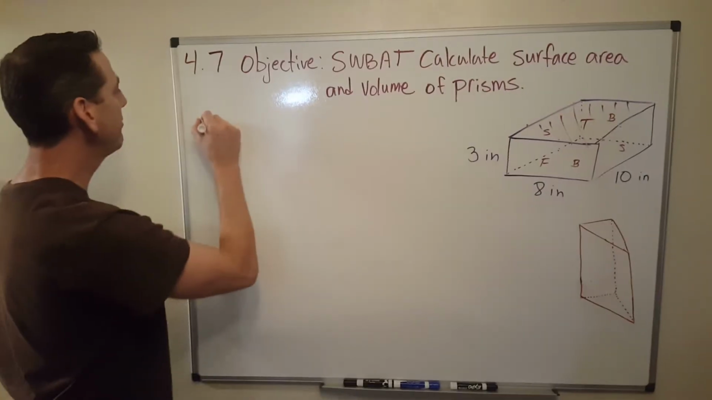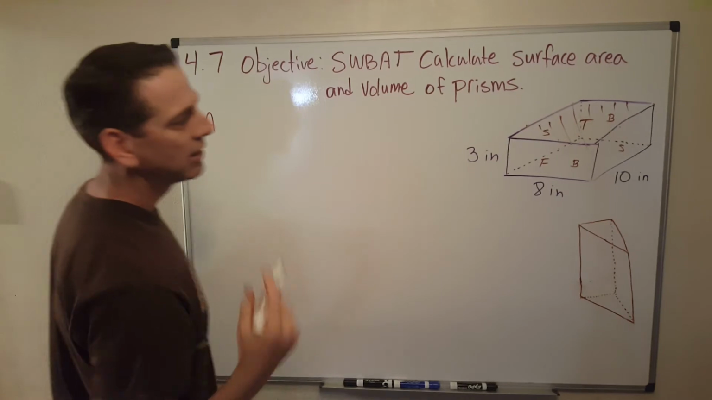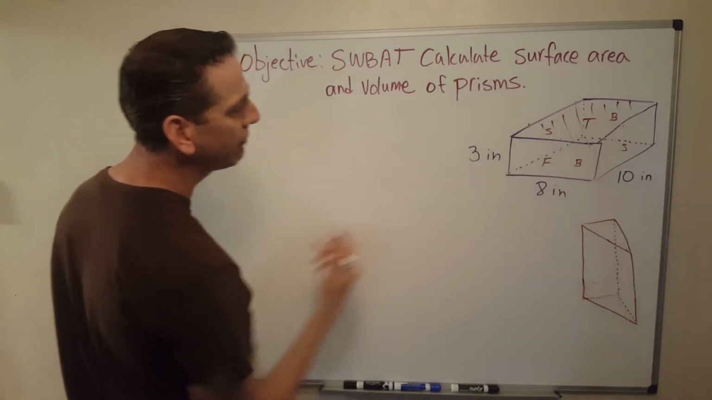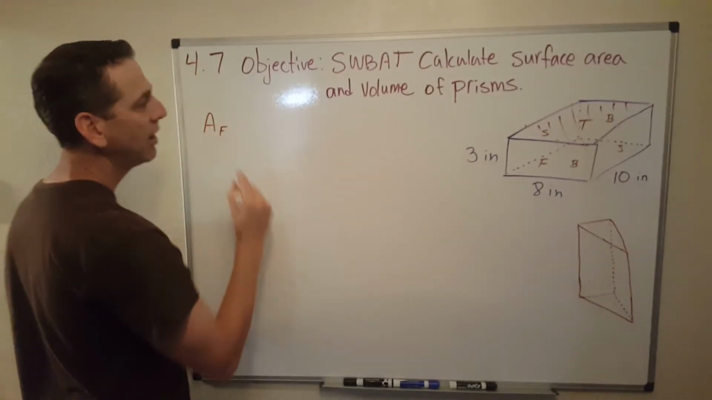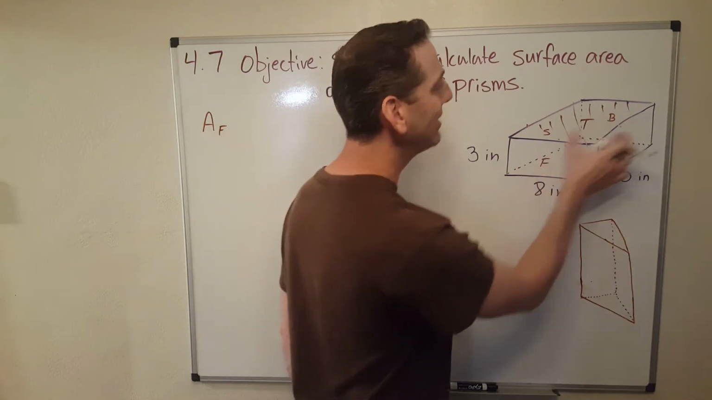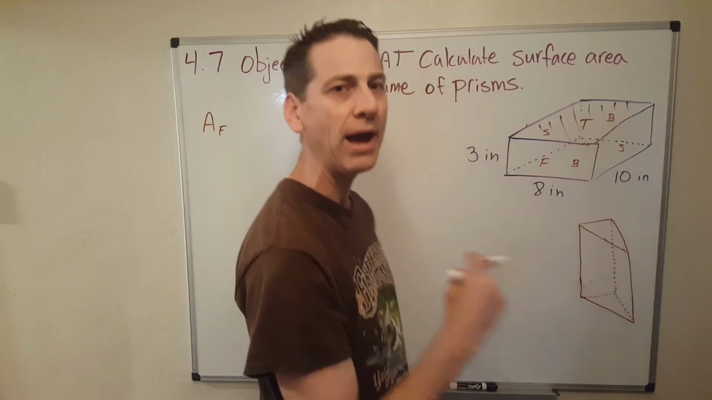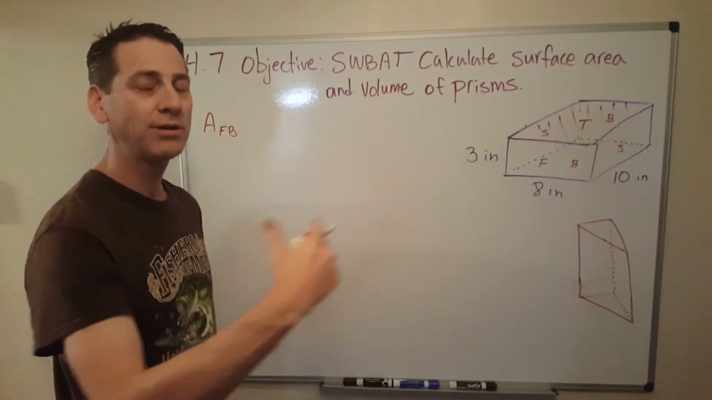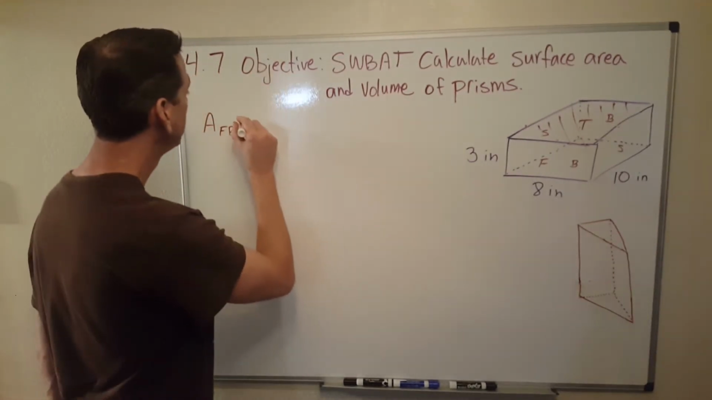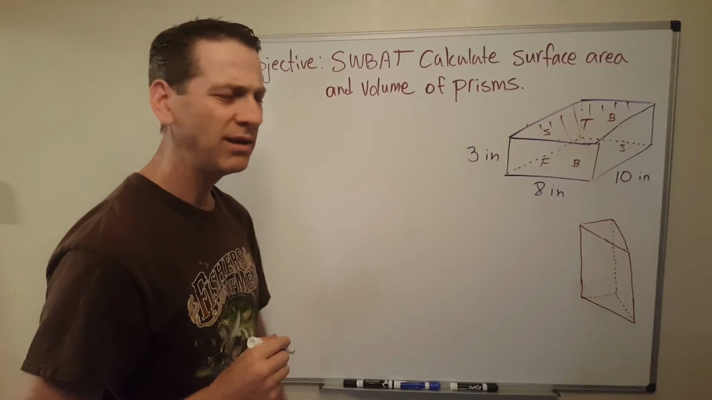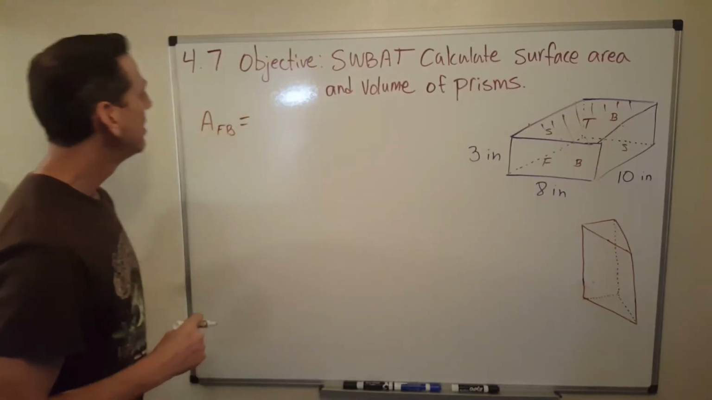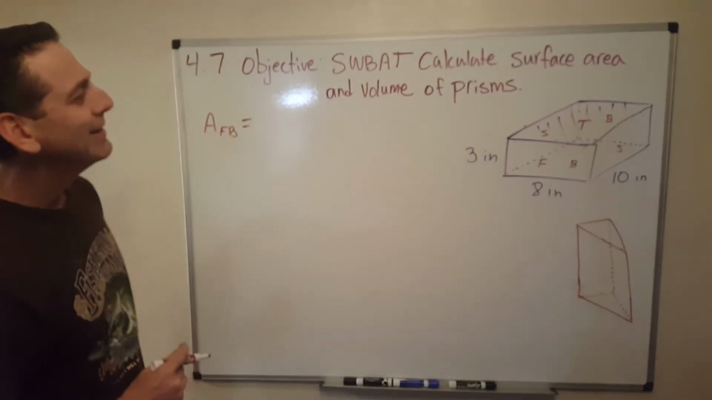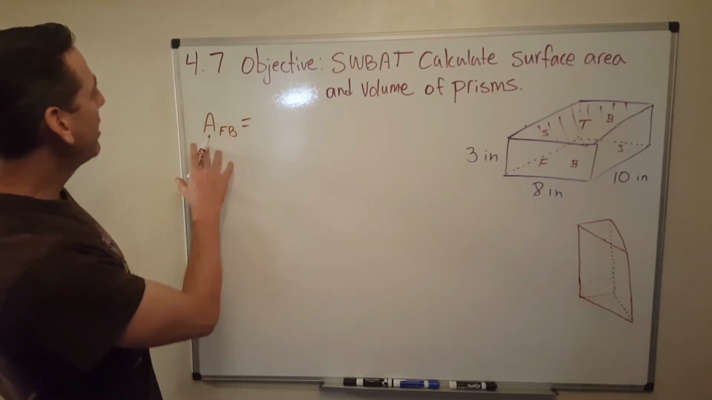So I'm going to find the area of the front. What you'll notice is the area of the front is the same as the area of the back. So I'm going to find the area of the front and back, killing 2 birds with 1 stone here. By the way, where do they get that saying from? I'm not sure.